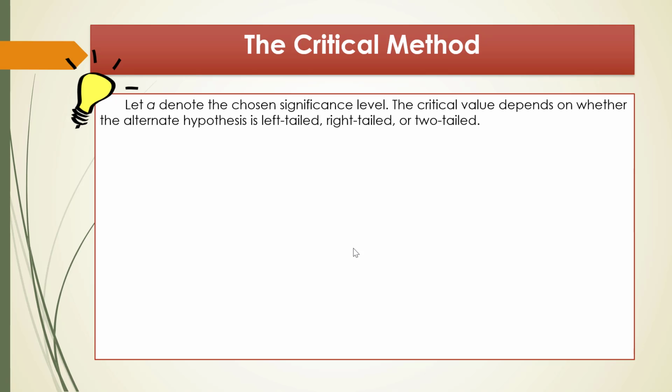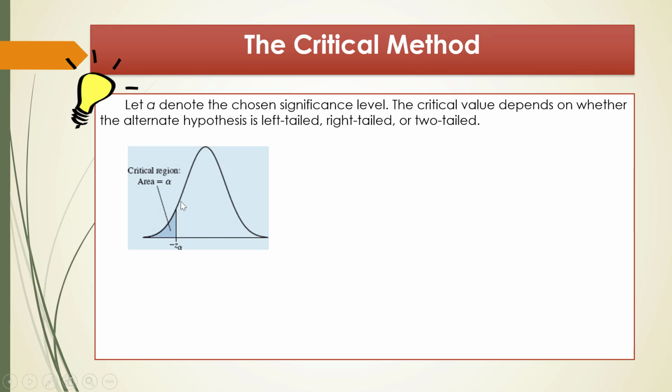The critical value depends on whether the alternate hypothesis is left-tailed, right-tailed, or two-tailed. Suppose we have a left-tailed test, so we want the left-tail area to be alpha, and that is the area of the critical region. So we choose the critical value minus z alpha, which is a negative value. And the rule is if the test statistic falls into the critical region, we reject the null hypothesis. So if z is less than minus z alpha, we reject the null hypothesis.